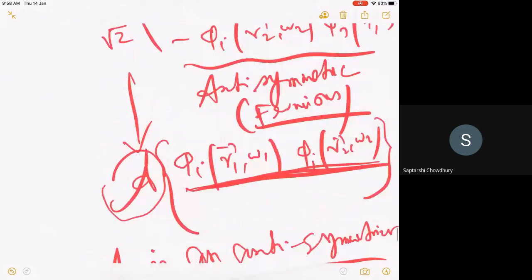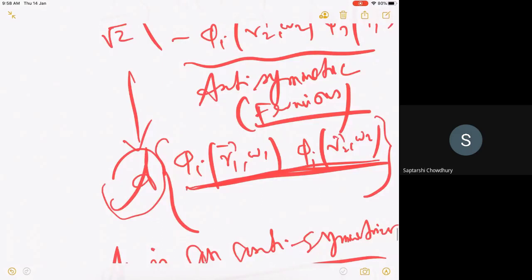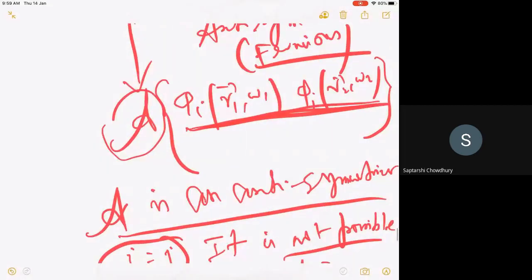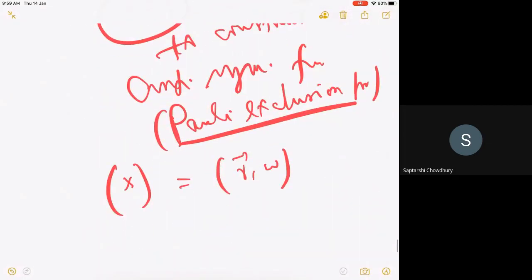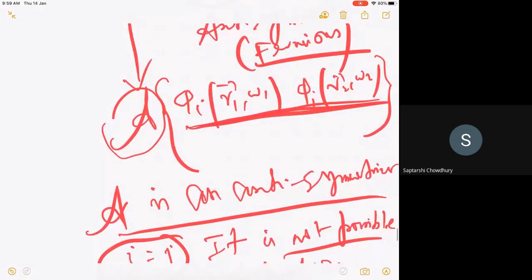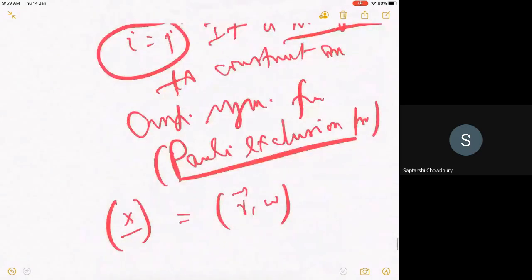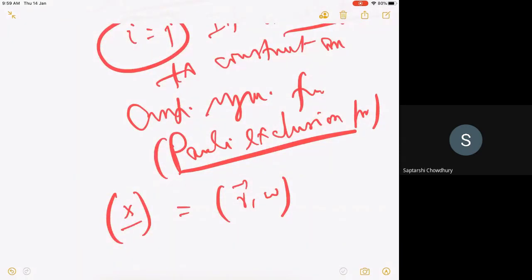To make matters somewhat simpler, I am going to now define a new set of coordinates, x, which should be a composite coordinate of r and omega, because many times I have to write these two things. The reason I am defining x is that for orbitals, we are hardly going to use Cartesian coordinates. We are always going to use r as a vector, which means r, theta, phi. For atoms and molecules, the orbitals always use r, theta, phi spherical polar coordinates. So they will not be using x, y, z anymore.